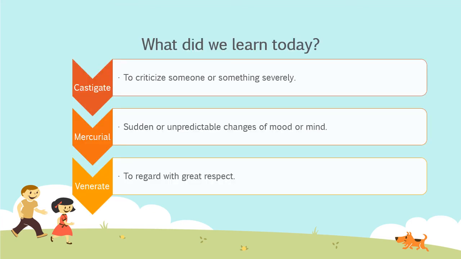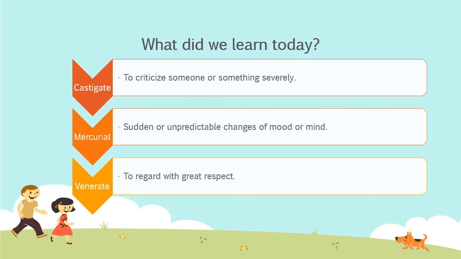Okay, so it's time to conclude our lecture. What did we learn today, kids? We learned three new vocabulary words: castigate, mercurial, and venerate. Now, what does castigate mean? Can someone tell me? Okay, so to criticize someone or something severely, right? To criticize someone or something severely.